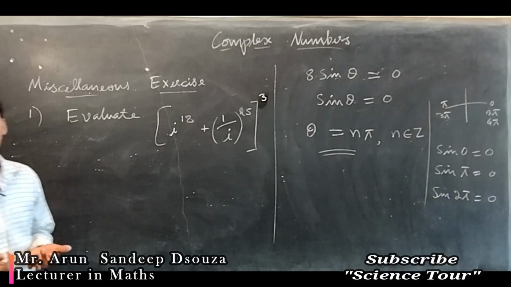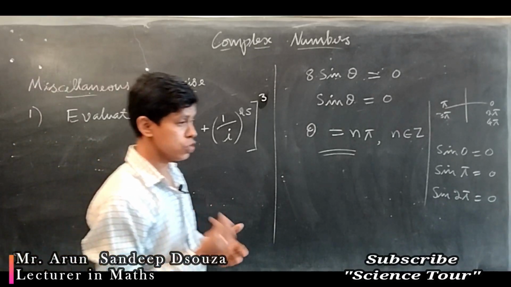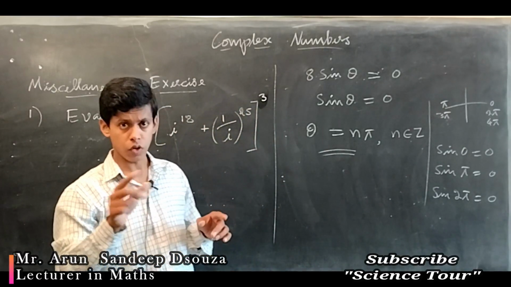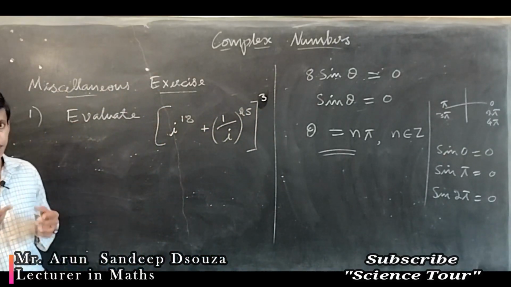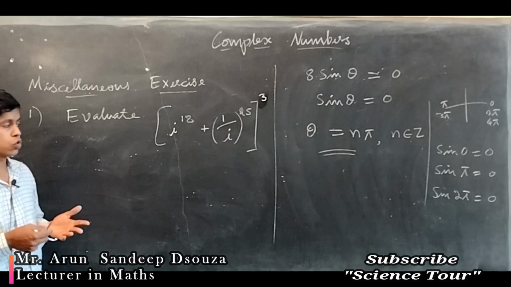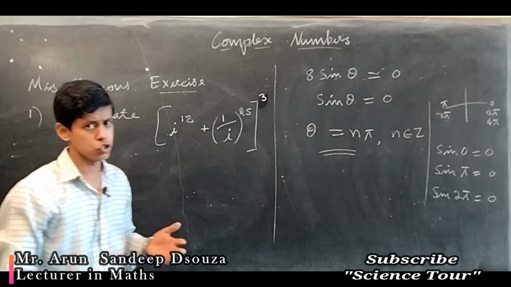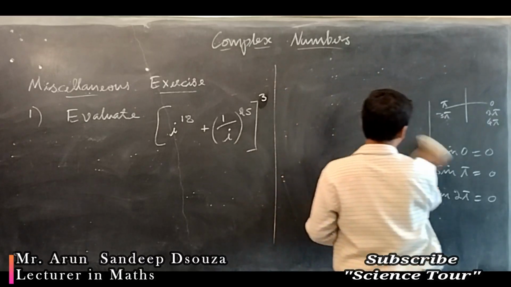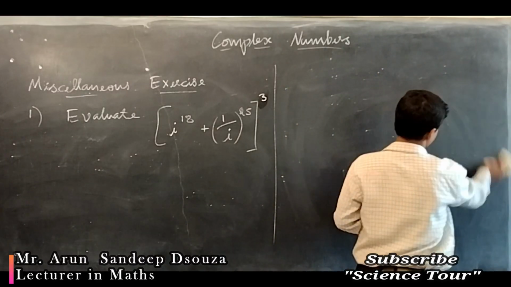This is based on powers of I. Okay, so you need to know those four formulas: I raised to 4k, then I raised to 4k plus 1, I raised to 4k plus 2, I raised to 4k plus 3. So these formulas you should know, and we'll use those formulas here. That will be very easy for us. Okay, I'll just write those formulas for you.